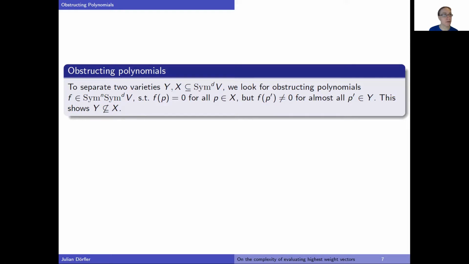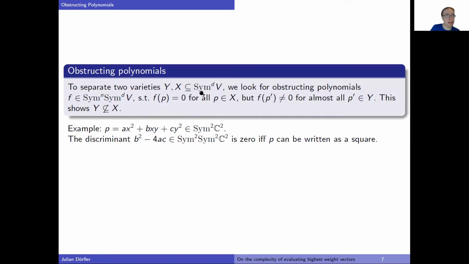Now an obstructing polynomial is a polynomial in the coefficients of these original polynomials, which means it is in Sym^n Sym^d V. And the polynomial evaluates to 0 everywhere on X, but non-zero almost everywhere on Y. And that now easily shows that Y cannot be part of X, because if it's 0 everywhere on X, it obviously would have to be so for Y as well, if Y was a part of X.